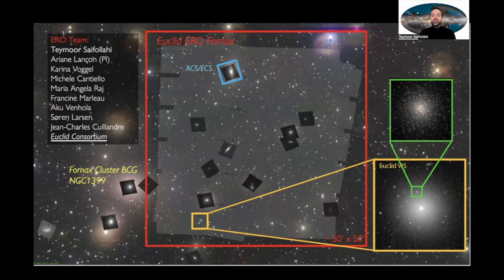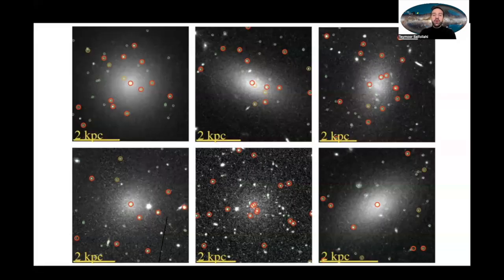So we had to go through some analysis, and every analysis of a new instrument has challenges that we had to deal with. But once we could understand our instrument and our data, we could identify these globular clusters. Here I'm showing 6 of these 30 dwarf galaxies that we studied, and globular clusters are shown with these red circles.